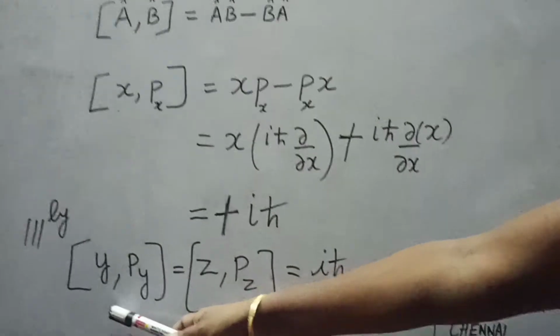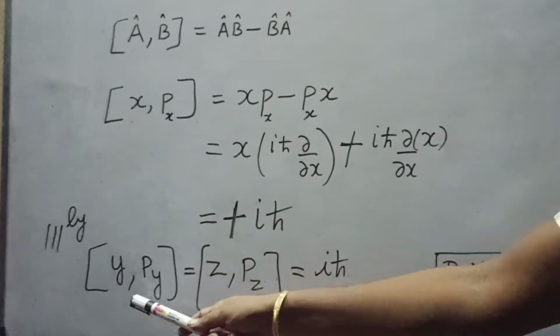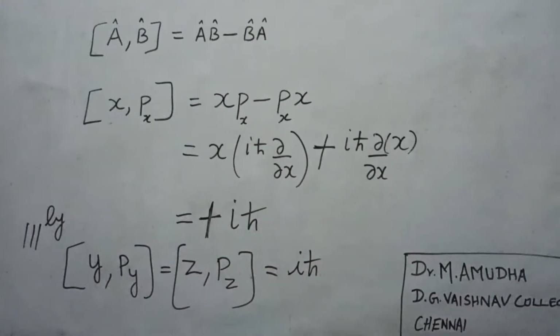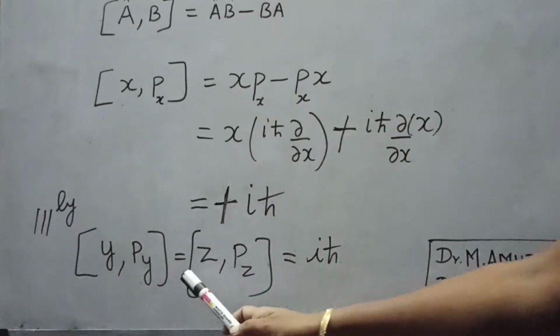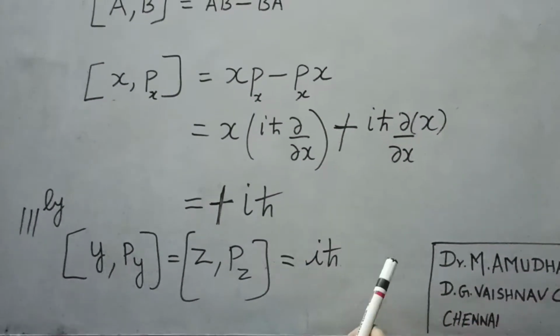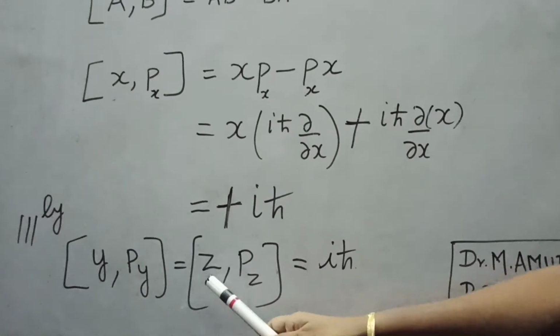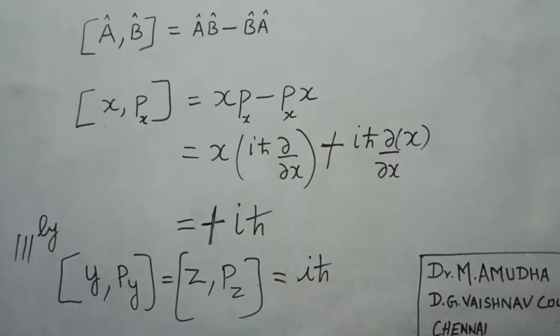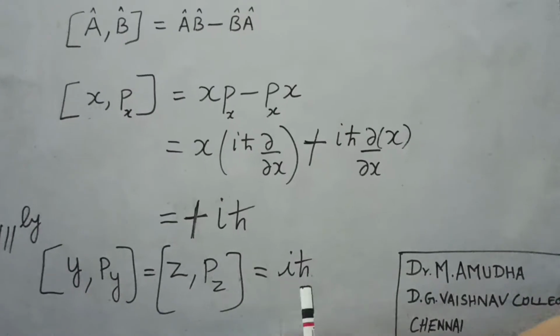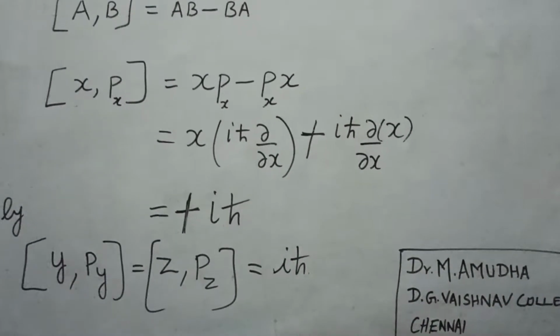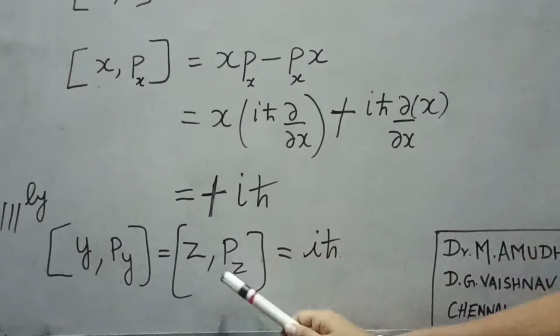Similarly, we can prove that the commutation relation between the y component and the y component of the momentum operator P is equal to iħ. In the same way, we can also prove that the position operator Z along with the Z component of momentum operator P is also equal to iħ. In this way, we can prove these two also.